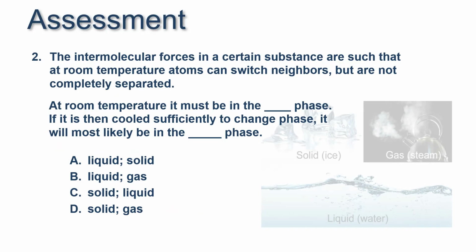And what about completely separated gas, switching neighbors? And then it says at room temperature, it must be in what phase? Probably the liquid phase if it could switch neighbors. If it is then cooled sufficiently to change the phase, it's most likely to be in what phase? Solid. Yeah, so the answer is liquid, solid.